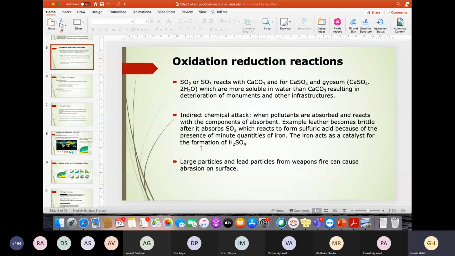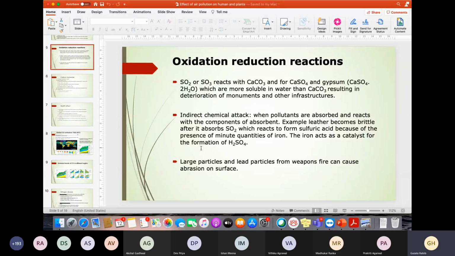So indirect chemical attack is when pollutants are absorbed and react with the components of the absorbent. Example: leather becomes brittle after it absorbs SO2. When leather shoes are outside and it's real leather and it absorbs SO2, it becomes brittle, which reacts to form sulfuric acid because of the presence of minute quantities of iron. The iron acts as a catalyst for the formation of it. So iron is actually one of the metals which, if present in the atmosphere, even catalyzes the fog formation.